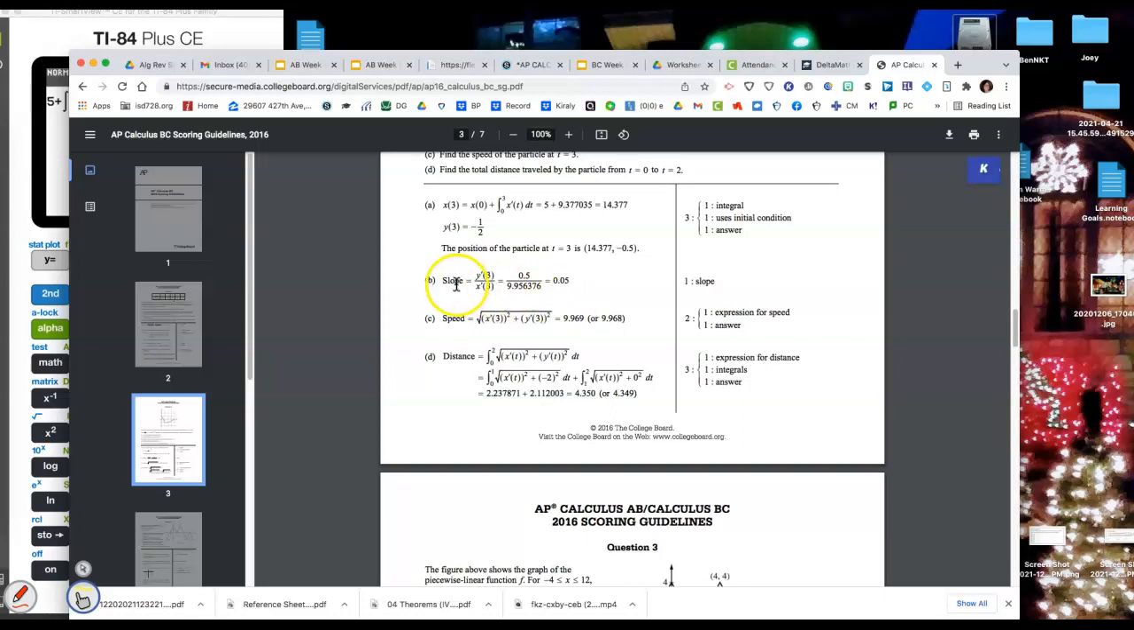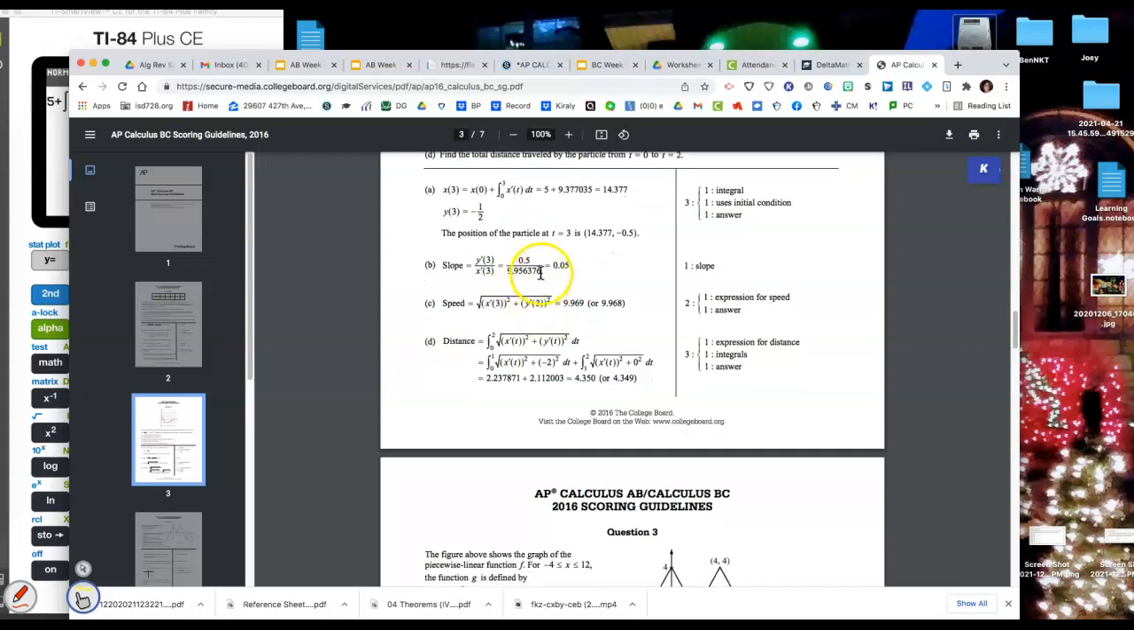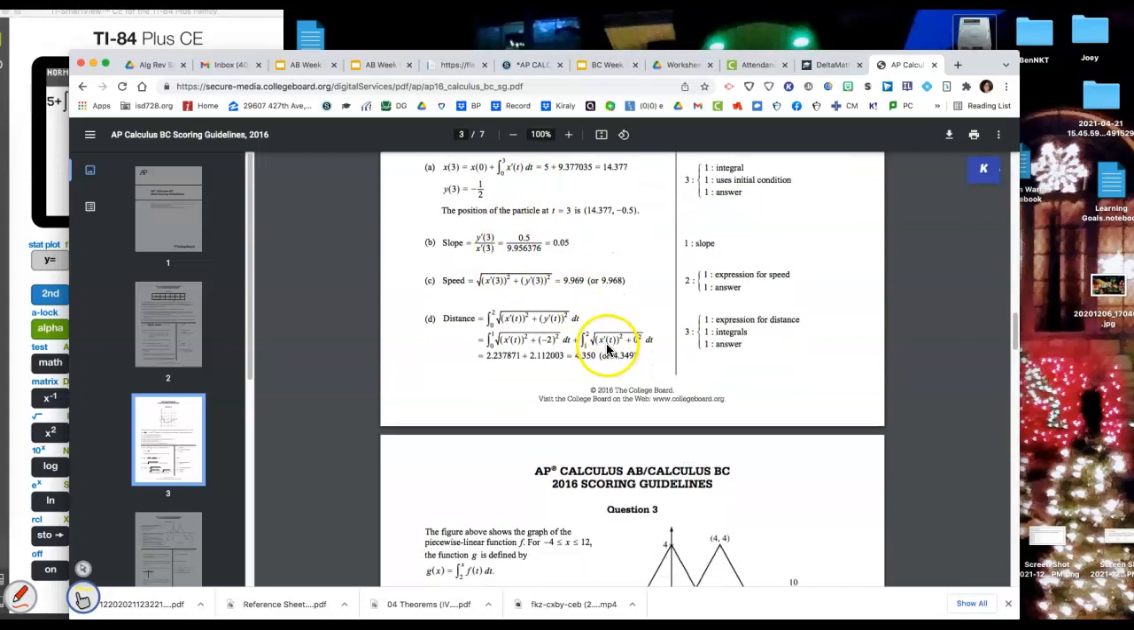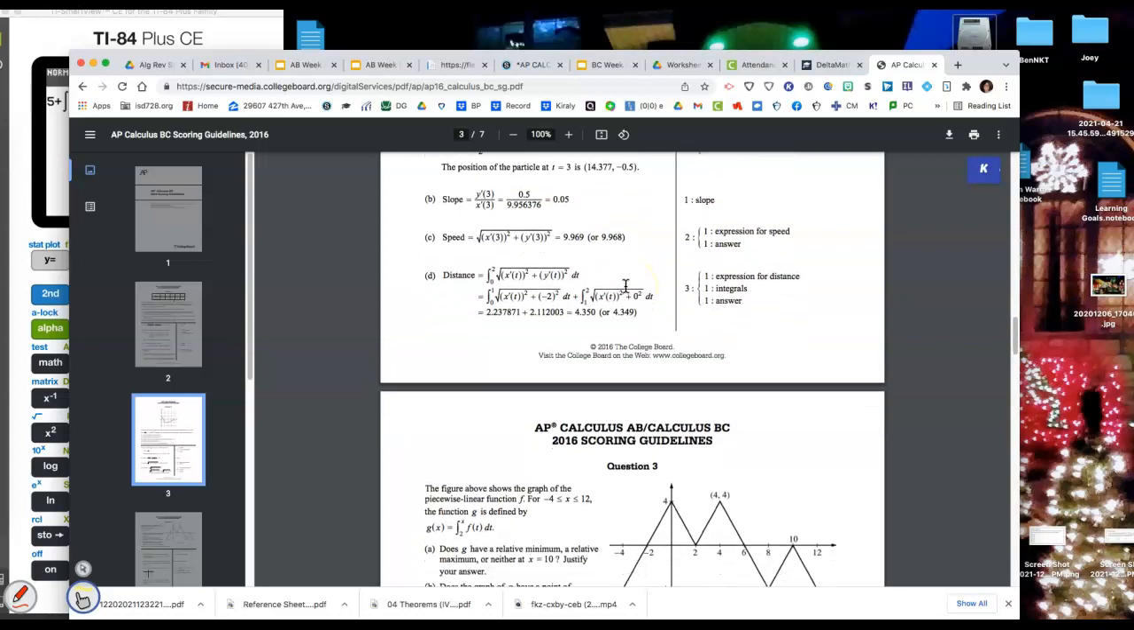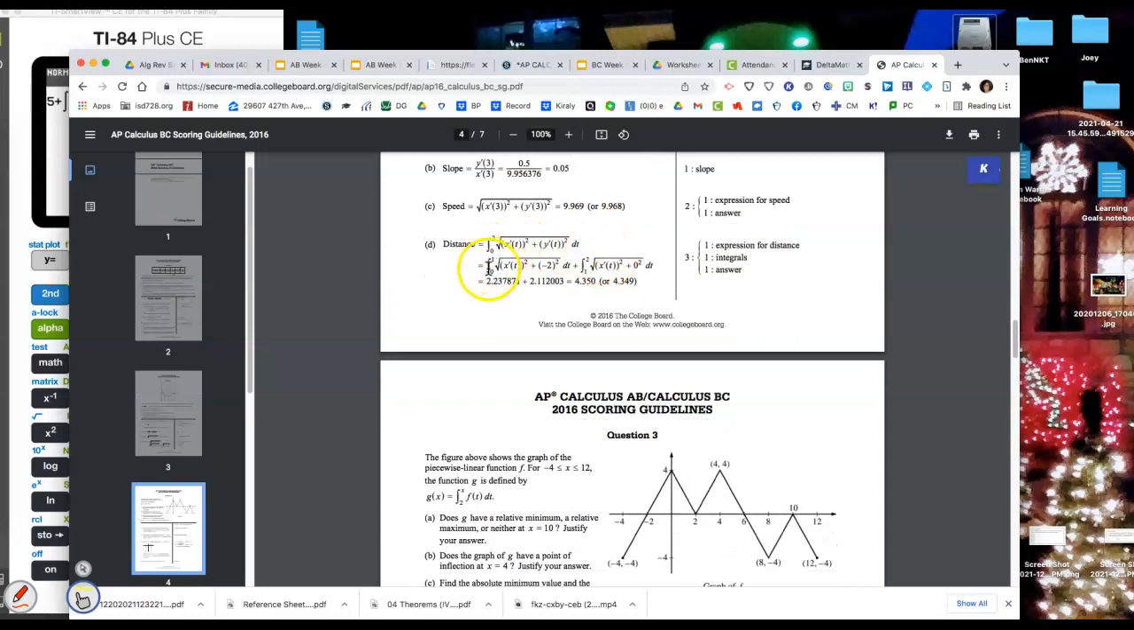All right, and the next one, we needed to do 0.5 over 9.956, whatever. Okay, and you could just leave that numerically. Our speed, it's exactly what you guys told me. They allow you to truncate or round. Do you know what truncate means? Did we talk about that last year? Either cut it off at 3 decimal places or round it. So on this one, you were supposed to split it up into 2, and they got a 4.350 or 4.349.